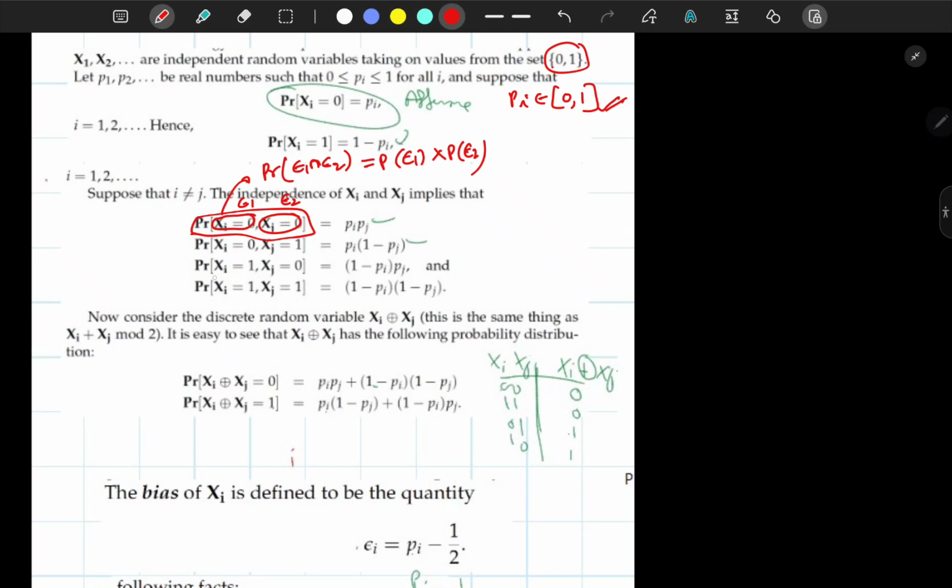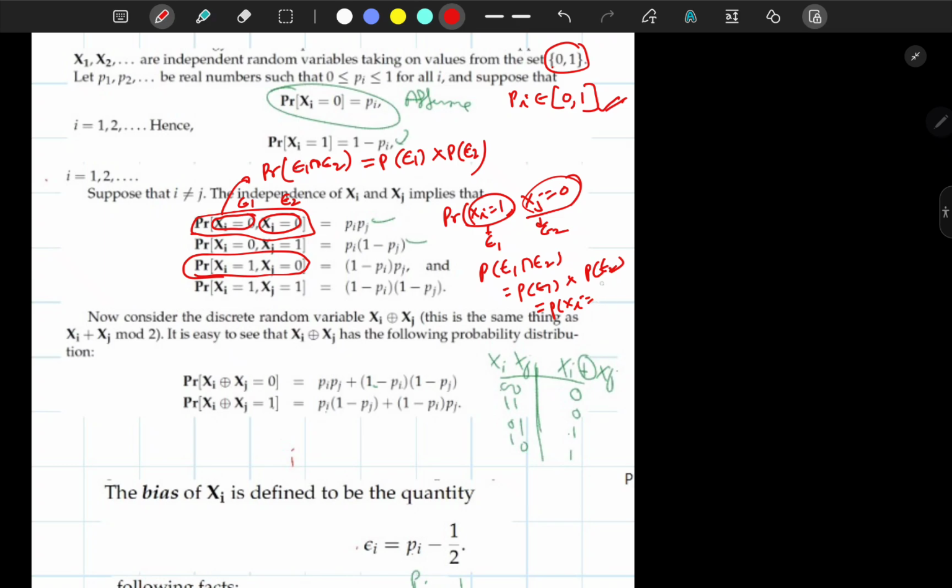Now tell me, whenever this is given, the probability that xi equals 1 and xj equals 0. Think of it as event e1 and event e2. The probability of e1, e2 means e1 intersection e2, which is probability of e1 times probability of e2. That is the probability that xi equals 1, times the probability that xj equals 0. The probability that xi equals 1 is 1 minus pi. This is how we define it, times pj.